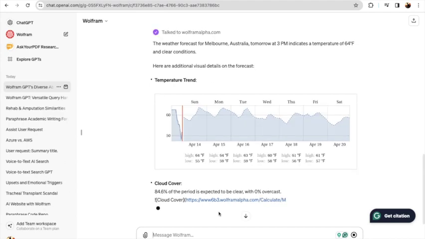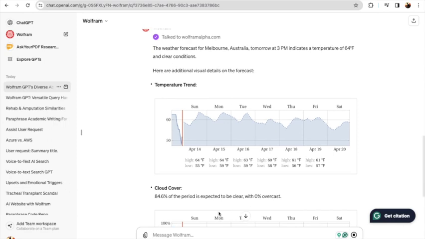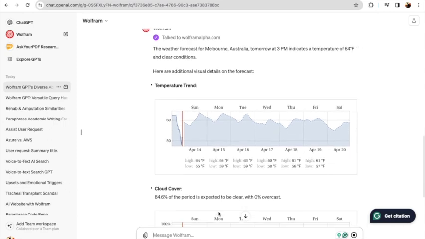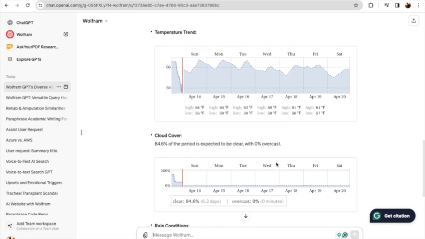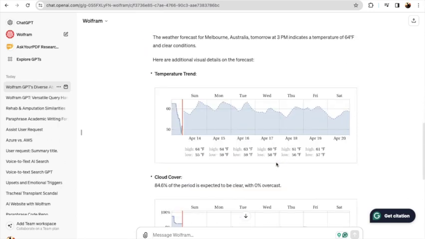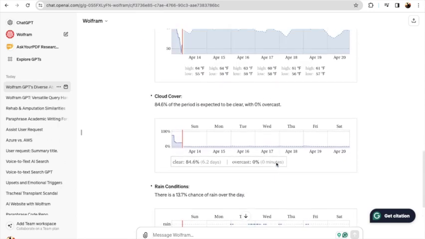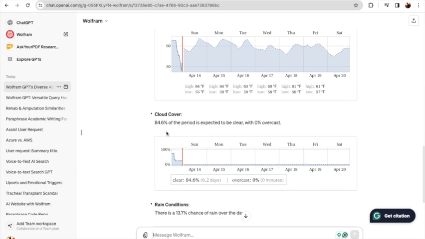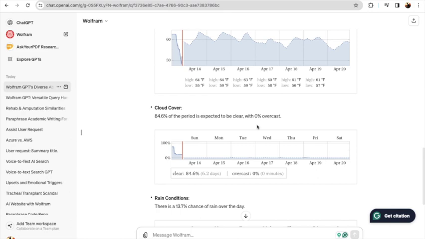Oh, okay, there you go. It's showing me some charts. 14th April. Okay, cloud cover. So it's given me an entire weather forecast. 84.6% of the weather is expected to be clear with 0% overcast. So it's giving me a probability, but I'm pretty sure Wolfram isn't doing this by itself.